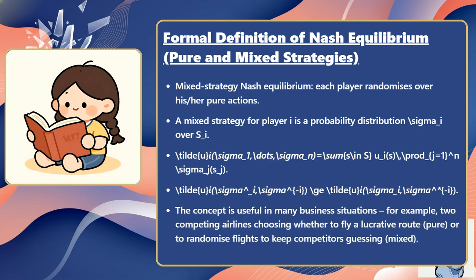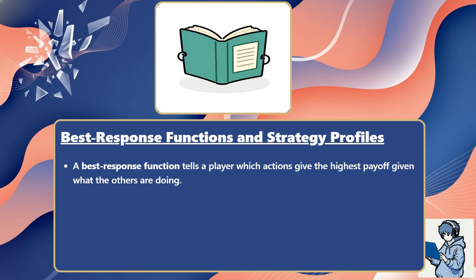The concept is useful in many business situations. For example, two competing airlines choosing whether to fly a lucrative route (pure), or to randomize flights to keep competitors guessing (mixed). A best response function tells a player which actions give the highest payoff, given what the others are doing.